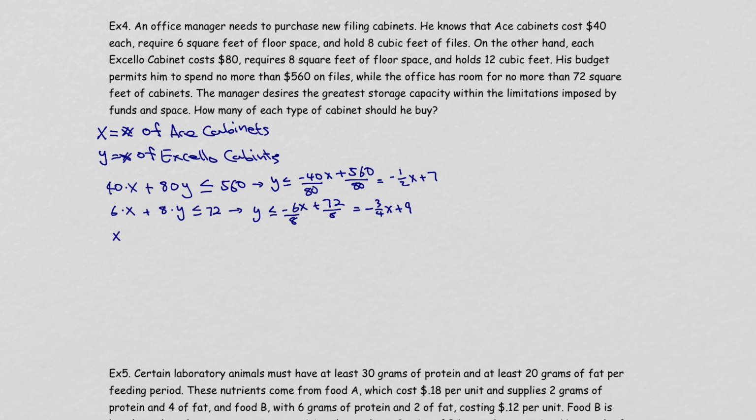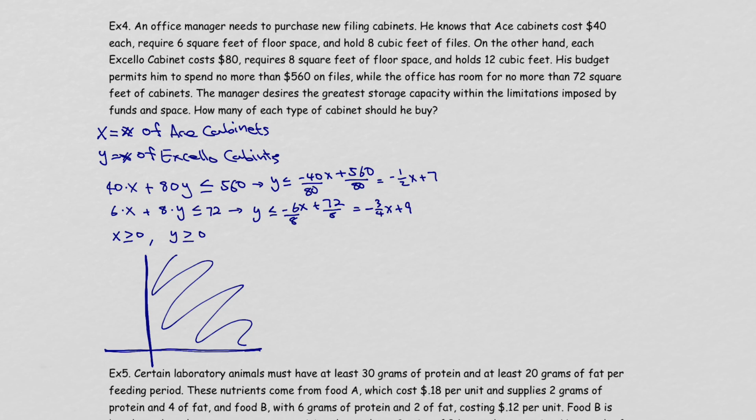And don't forget, you're purchasing the cabinets. So the number of the first cabinet cannot be negative. So it has to be greater than or equal to 0. And the number of the second cabinet also has to be greater than or equal to 0. So when you're graphing this, we only need the first quadrant because x and y have to be greater than or equal to 0. So everything has to be in the first quadrant, right?